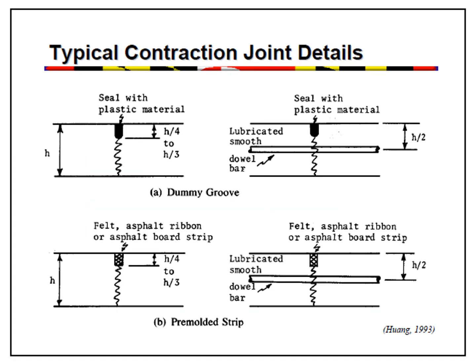Now, here on this particular slide, you can see the typical contraction joint details. So there are different types of contraction joint. You can see the dummy groove. So you can see that this is the joint, and here a seal has been placed, a seal with plastic material. If the total thickness or the depth of the slab is small h, so we are having this filling of seal up to h by 4 to h by 3. In some handbooks you would find symbol D for the depth of the slab.